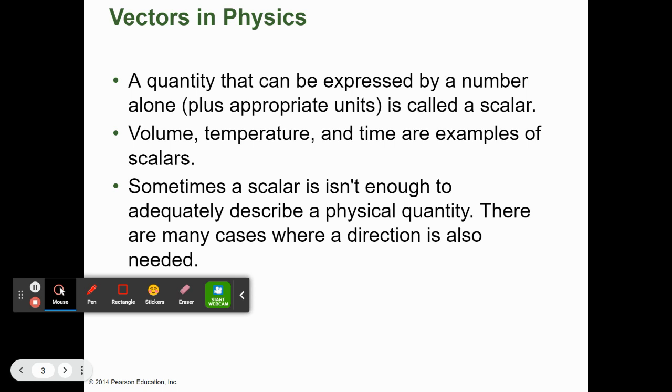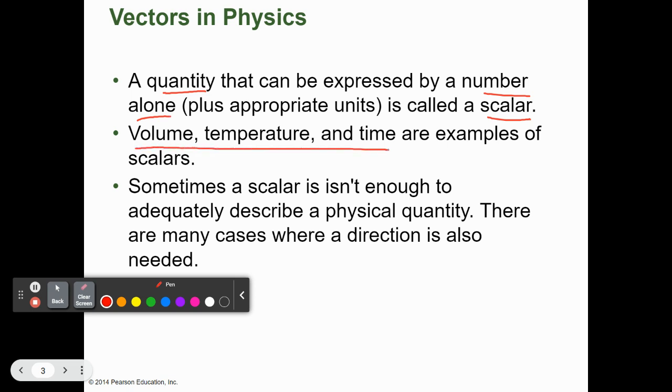So a lot of times a quantity, and we've talked about these two terms before, scalar and vector quantities. So remember that a scalar quantity is just a quantity that is just a number. That's it, a number, and of course its unit. So some examples of scalar quantities are things like volume and time and temperature. But sometimes a scalar quantity doesn't give us a good enough description for a particular physical quantity. And so we need to have a direction as well as an amount.